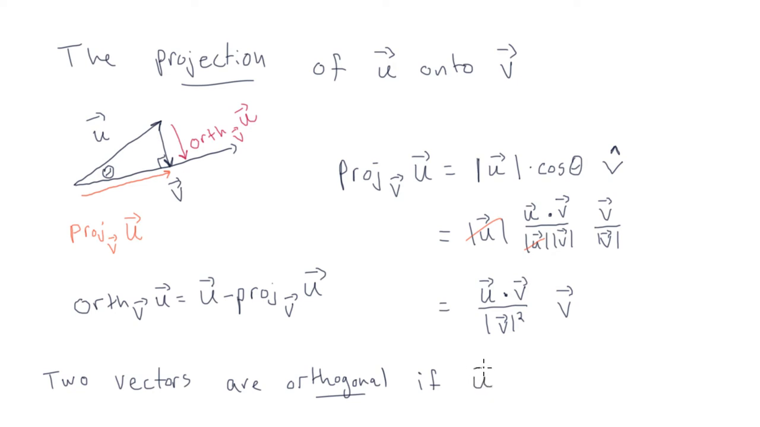If u dot v equals 0. So in other words, what this means is that cosine theta is 0, or theta is pi over 2, or if you prefer 90 degrees. And so what I'm saying here is that the orthogonal projection is orthogonal to the projection. They make a right angle. The angle between them is 90 degrees.